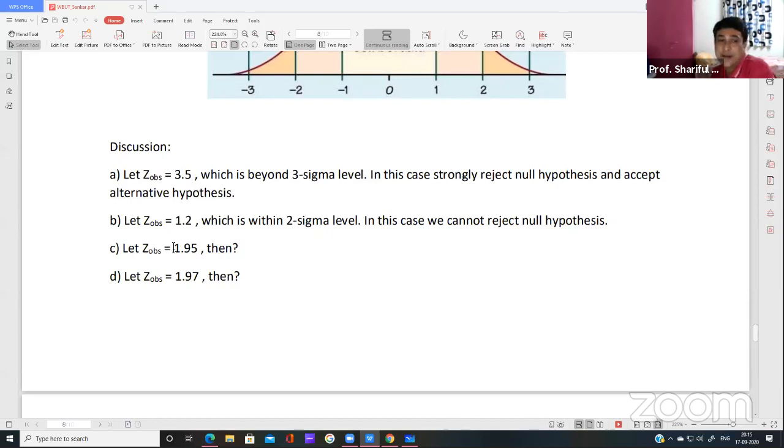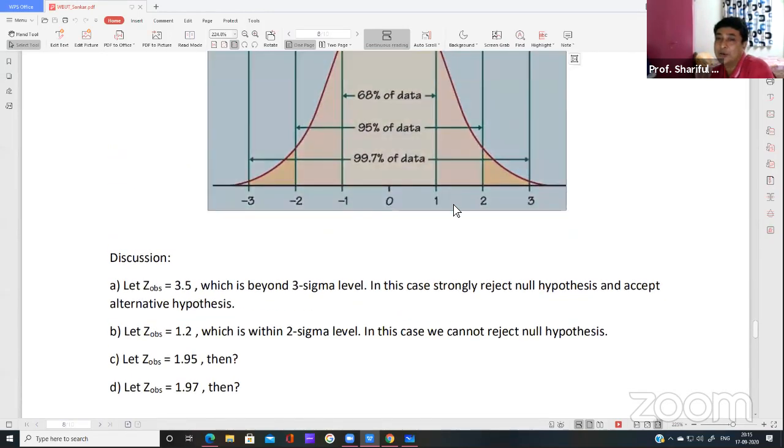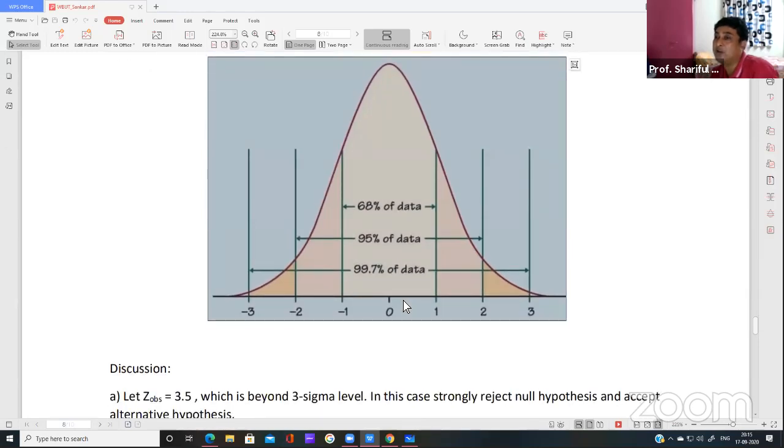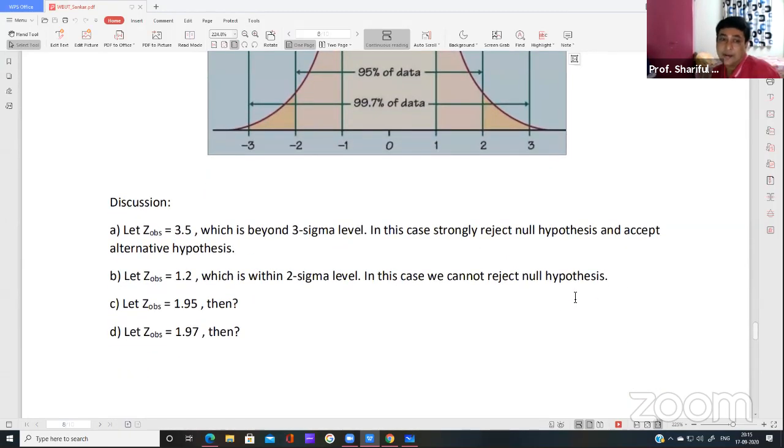Now, if the observed Z is 1.2, it will fall somewhere here. Obviously, there is no strong evidence against the null hypothesis. We cannot reject; I will generally reject only if I get strong evidence against it. Strong evidence means the observed Z will be very far from 0. Now you see, in the first two cases, this is the extreme case. We'll reject. Here, there is no question of rejection.